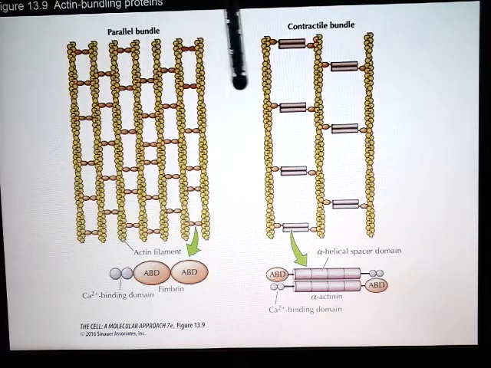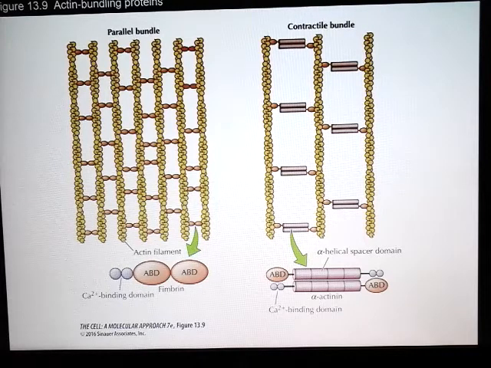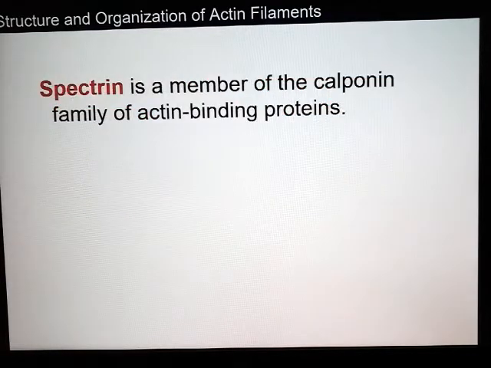So here's your parallel bundles here, guys. And if you look at contractile, there's more space in between here that myosin can then interact with. So in this whole network, guys, the proteins such as filamin will form flexible cross-links because you have to have flexibility, guys, for movement. And the filamin dimer is a V-shaped molecule with actin-binding domains at the ends.